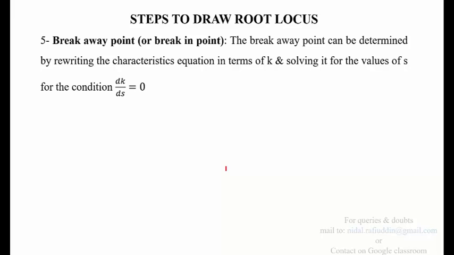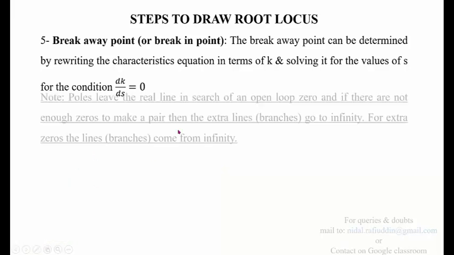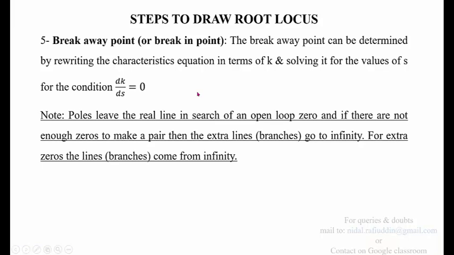And the term breakaway points is used when we talk about poles, and the term break-in point is used when we are concerned with zeros. Now note that the poles leave the real line in search of an open loop zero, and if there are not enough zeros to make a pair, then the extra lines or the branches go to infinity. For extra zeros, the lines or the branches come from infinity.